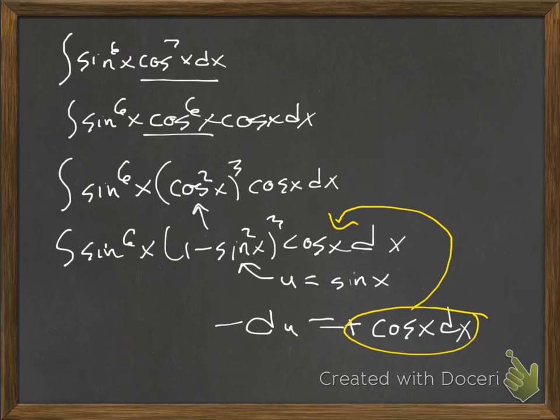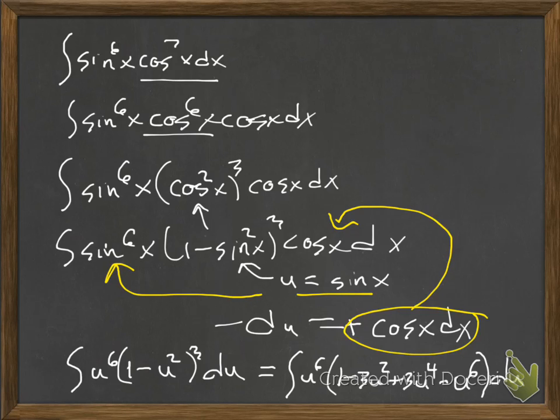So I got a lot of u's. So u equals sine of x I can replace there, and I get a u up here. So take a look at that. What you see is now we've got, if I expand out that 1 minus u squared to the third power, you can see that to the right there. That's a pretty nice looking function. Now all we have to do is distribute that u to the sixth throughout. We've got ourselves a totally integratable function.